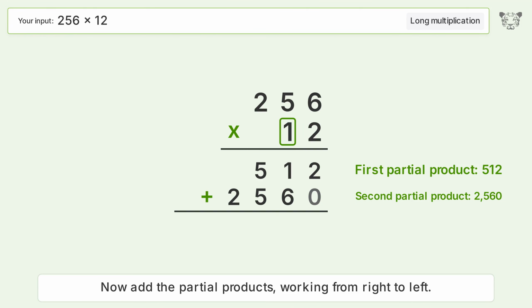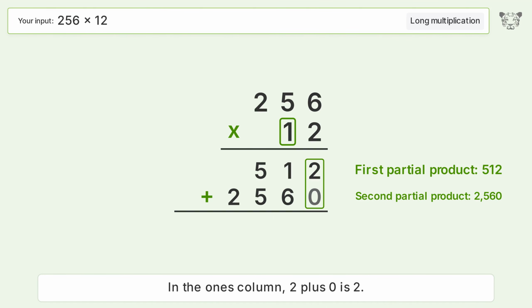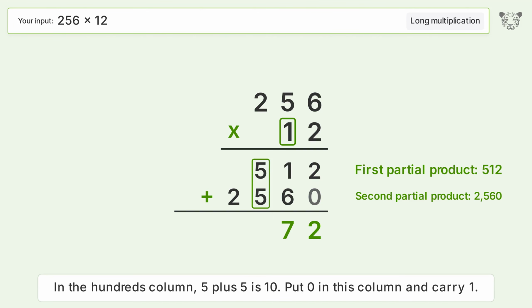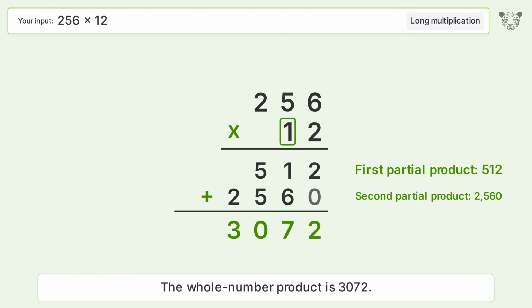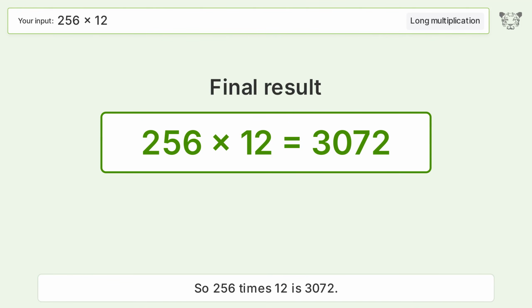Now add the partial products, working from right to left. In the ones column, 2 plus 0 is 2. In the tens column, 1 plus 6 is 7. In the hundreds column, 5 plus 5 is 10. Put 0 in this column and carry 1. In the thousands column, 2 plus the carried 1 is 3. The whole product is 3072. So 256 times 12 is 3072.